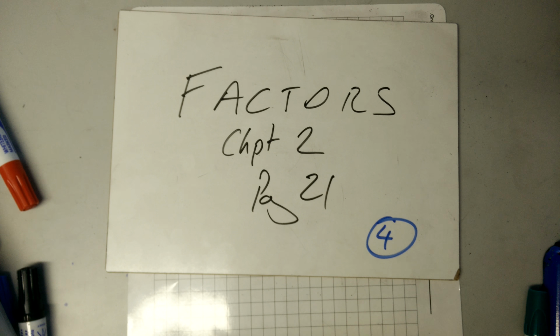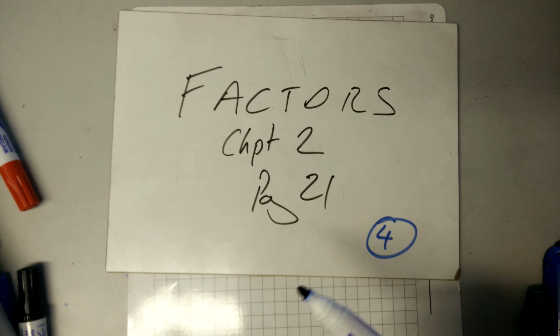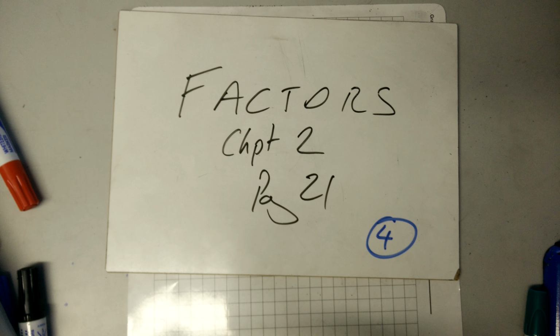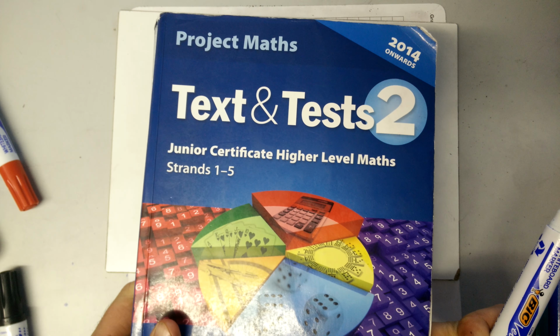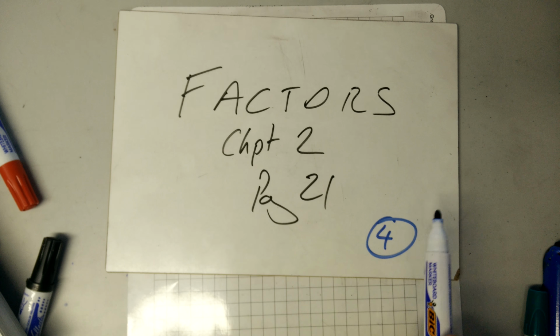Okay, this is the fourth video in the highest common factors, or the factorizing chapter. Page 21, Text and Tests handbook, or book. Text and Tests 2, Junior Certificate, higher level. This is the fourth one.